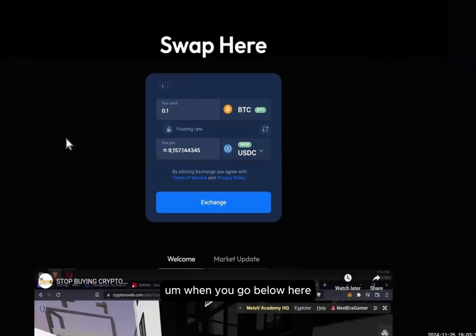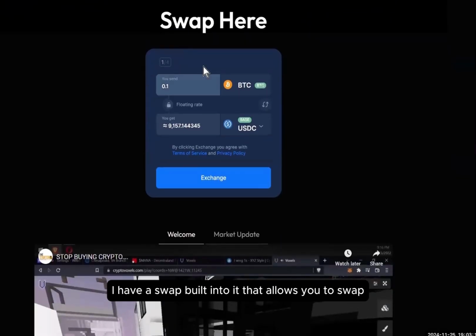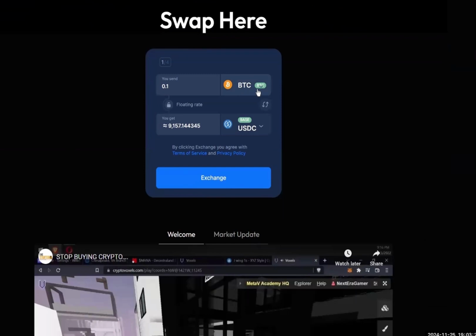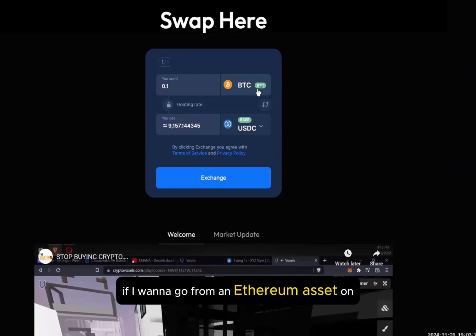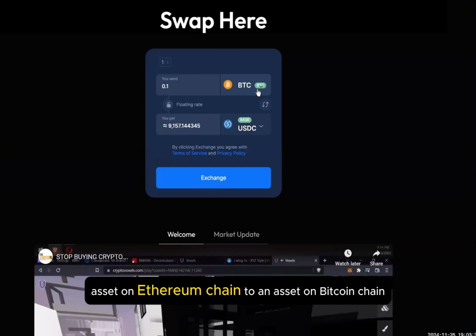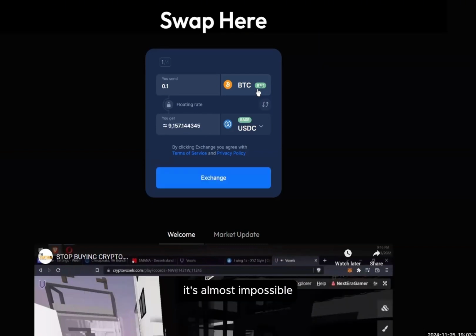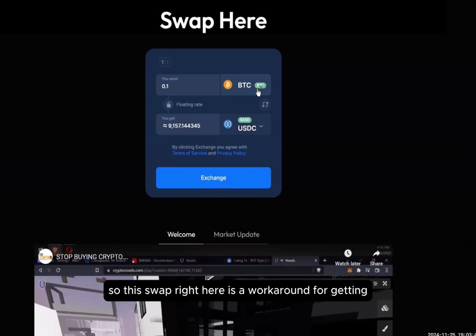When you go below here, I have a swap built into it that allows you to swap assets cross-chain, meaning if I want to go from an Ethereum asset on the Ethereum chain to an asset on the Bitcoin chain, that is almost impossible if you don't have what they call a bridge, which is going to charge you a certain fee, right? So this swap right here is a workaround for getting around the bridges and actually helps you save money on your swaps.